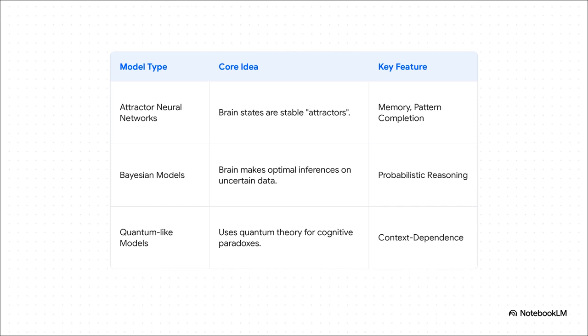You've got things like attractor neural networks, which think of memories as stable patterns that the brain activity falls into. You have Bayesian models, which treat the brain like a little statistician, constantly updating its beliefs about the world based on incomplete or noisy data. And get this, some models are even borrowing principles from quantum theory to explain some of the really weird paradoxes of human judgment that classical models just can't handle.